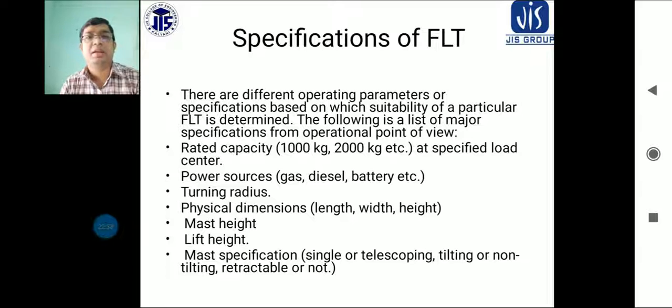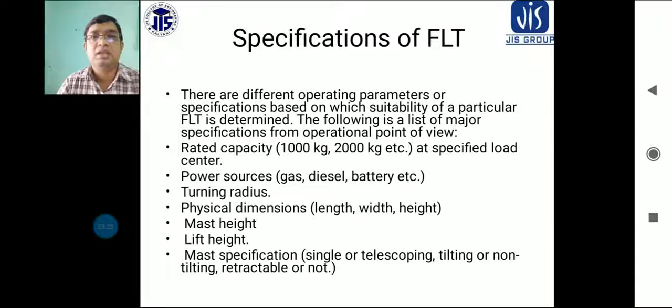And another is the turning radius. That means in which directions you have to turn your materials, the forward direction or the backward direction. That means the radius will be considered according to the movement. And another thing is the physical dimensions, considered according to length, width and height. What is the length of the forklift truck, what is its width, and what is the height. That means the height consideration, that is how high you have to move your materials upward and also downward. In a similar way you have to consider the height of the physical forklift truck.